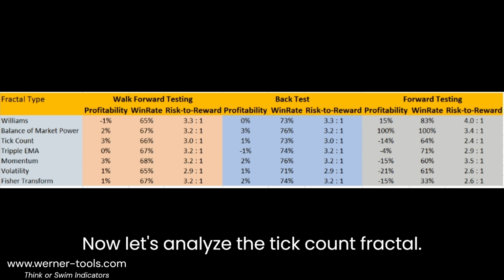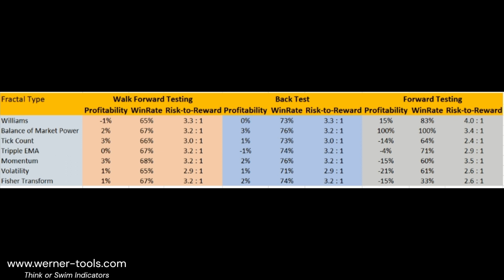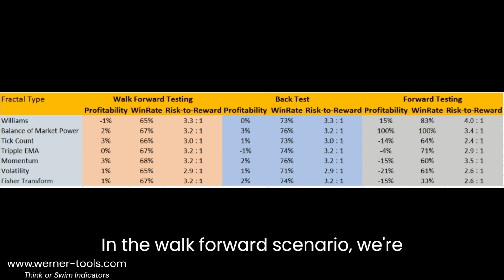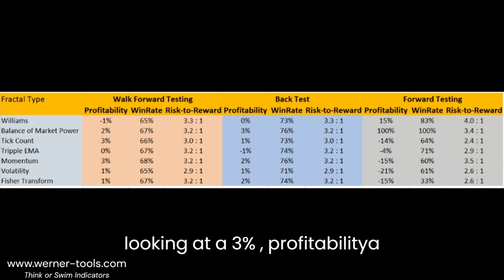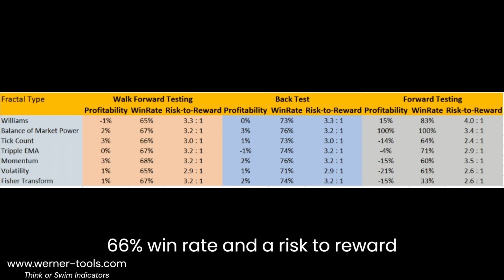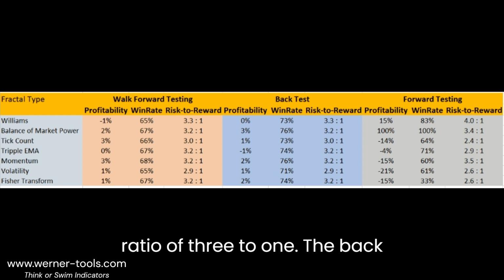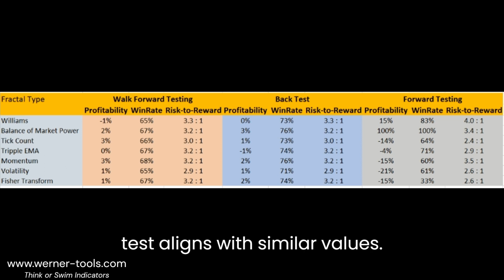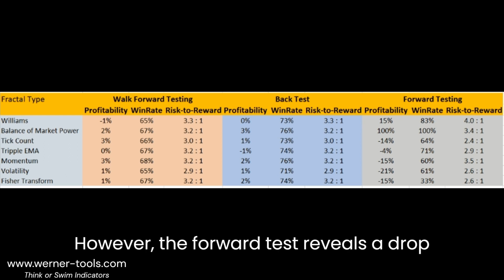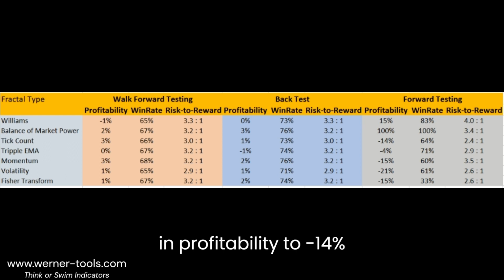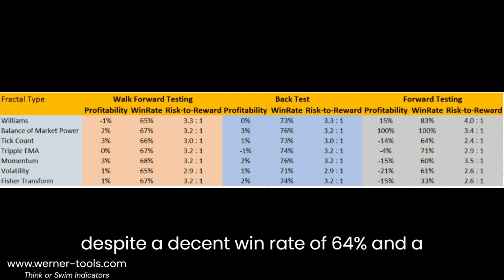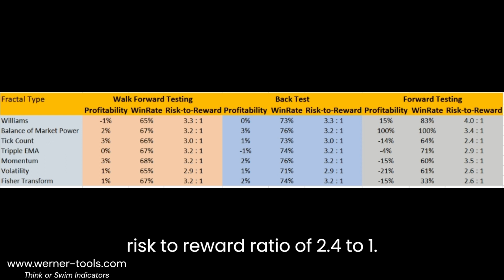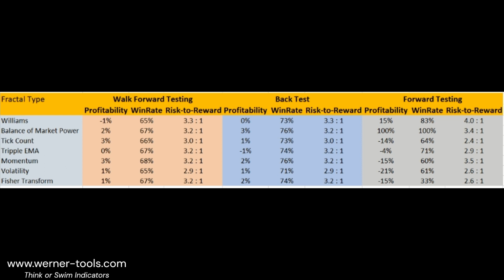Now, let's analyze the tick count fractal. In the walk-forward scenario, we're looking at a 3% profitability, a 66% win rate, and a risk-to-reward ratio of 3 to 1. The back test aligns with similar values. However, the forward test reveals a drop in profitability to -14%, despite a decent win rate of 64% and a risk-to-reward ratio of 2.4 to 1.